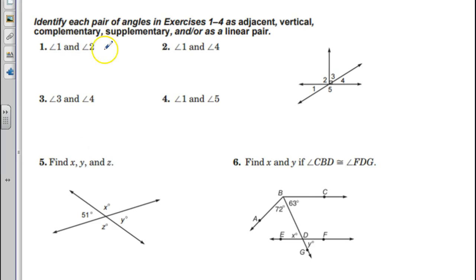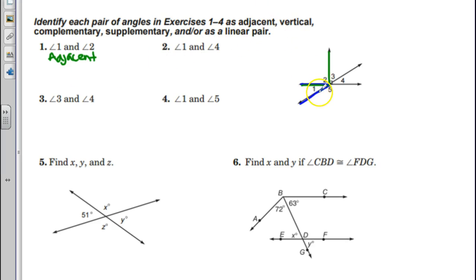All right, identify each pair of angles in exercises 1-4 as adjacent, vertical, complementary, supplementary, and or as a linear pair. All right, angle number 1, I'll trace it with blue, and angle number 2, I will trace it in green. So first of all, the first thing I'm checking, are they adjacent? Do they share a common side and a vertex? The answer is yes. So I know these two angles are adjacent angles. They are not vertical angles.